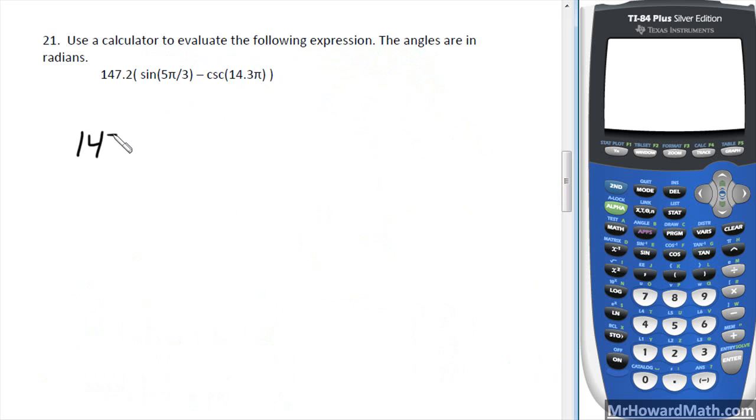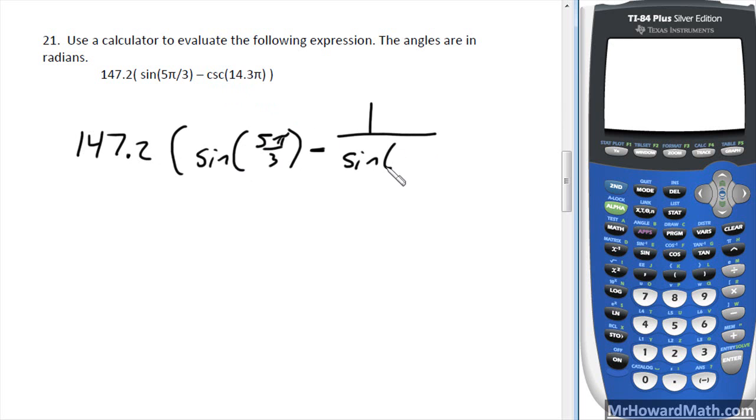So we have this 147.2 times the quantity sine of 5 pi over 3, subtract cosecant of 14.3 pi. Well, cosecant, we don't have a cosecant button, so we have to use its reciprocal, 1 over sine of that value, 14.3 pi. And we're going to type it in our calculator just like we see it there, and we'll get the answer. We need to make sure we're in radian mode. We'll do that in a minute.